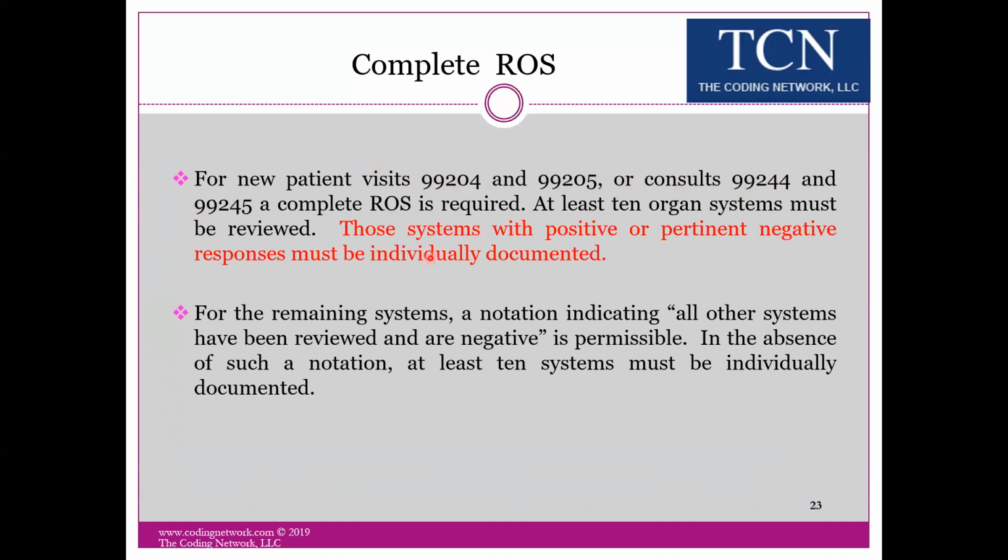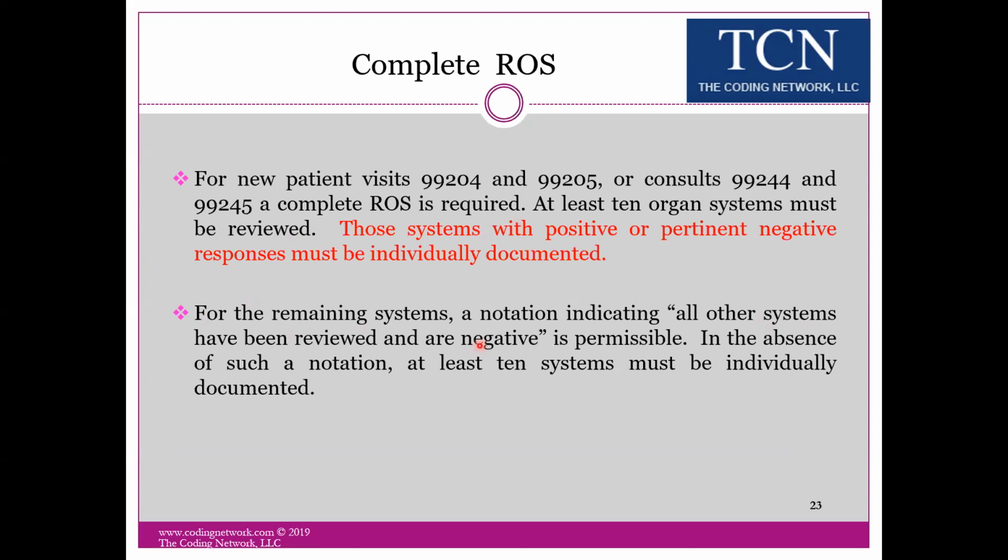Now, there is another way that you can document the review of systems by documenting all the pertinent positives and negatives, and then you could state the remaining systems, all other systems have been reviewed and are negative instead of individually documenting them all. Now, from your notes, at least the ones that I looked at, it looks as though you are documenting them individually, which is fine. And actually, I think it's probably a better idea to do it that way.